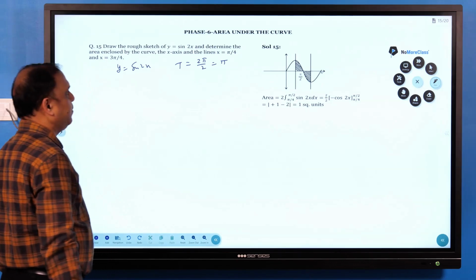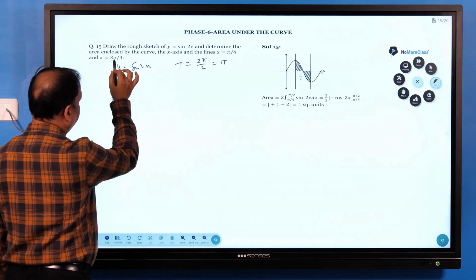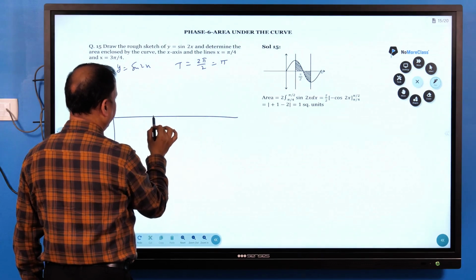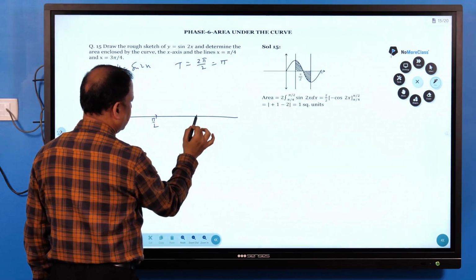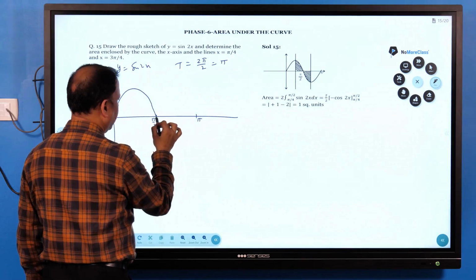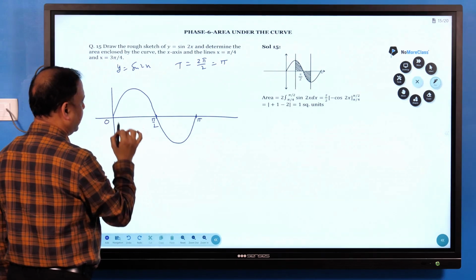That means it will complete one cycle in pi interval. So only one cycle is required here, because 0 to this. So one cycle it completes in pi interval. I am just making it exaggerated. This is pi by 2, this is pi. 0 to pi by 2, half cycle over, and pi by 2 to pi, one cycle over. This is the graph of y is equal to sine 2x.